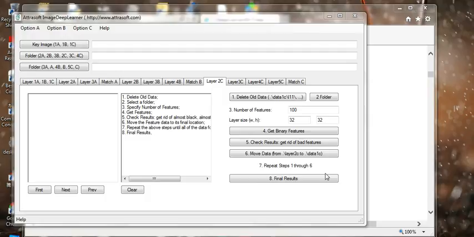Okay, let's continue to learn Attrasoft Image Deep Learner. Now we come to the 5 layers. 5 layers is computationally expensive. Therefore, we must match the architecture with the problems.